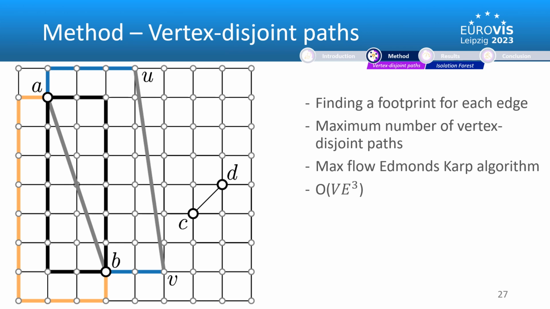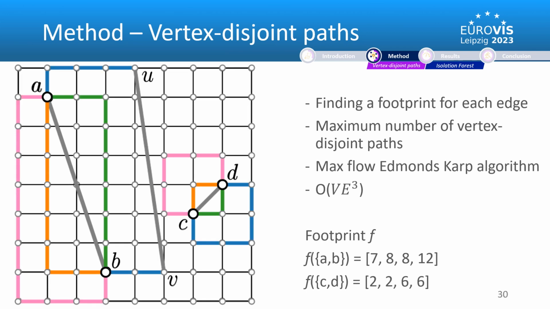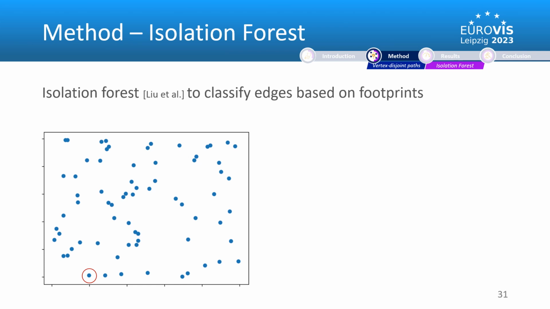Here, these two green paths are the first vertex disjoint paths, and after that, we only have these two black paths left. So when we put these path distances into numbers, we can already observe the differences between the edges AB and CD. From these numbers, we can thus construct a footprint which can serve as an identifier for edges. Now, to find which edges are different from others, we use the isolation forest technique to classify the edges based on their footprints.